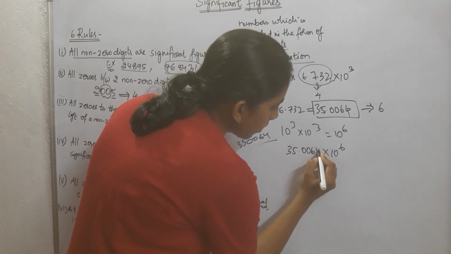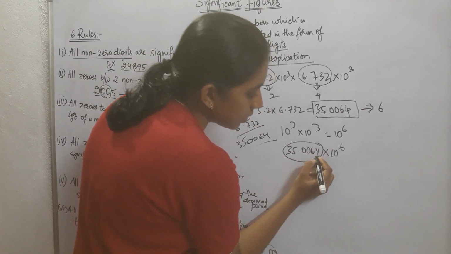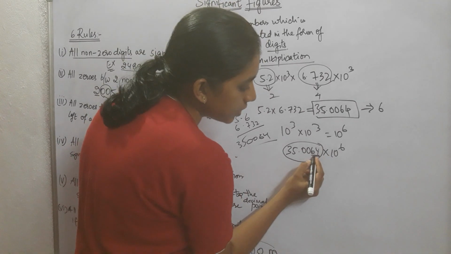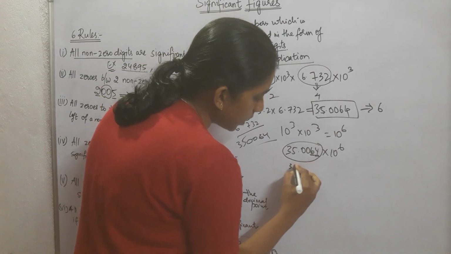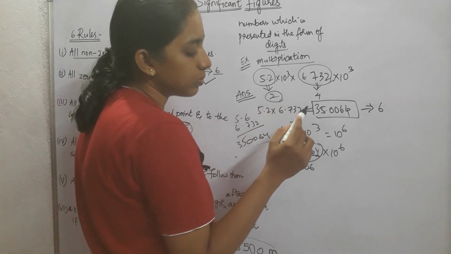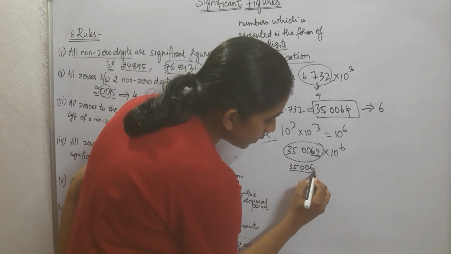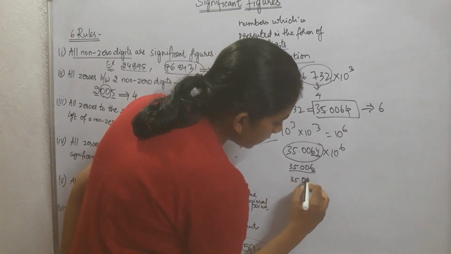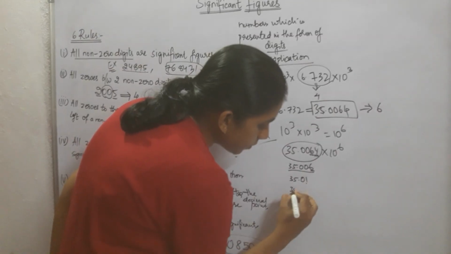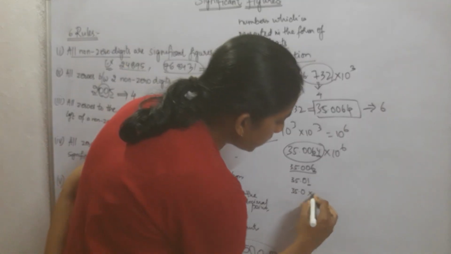So what we have to do, first we have to round off this 35.0064. How do we do that? First we have to check whether the last digit is greater than 5, less than 5, or equal to 5. It is less than 5. So the before digit should be left unchanged. 35.006. We have to get it to the least number of significant figures, which is 2. Here we have again 5 significant figures. Now again 6 is greater than 5. We have to add plus 1 to the before digit. Again 1 is less than 5. The before digit should again be left unchanged. Okay, so 35.0 into 10 power 6.